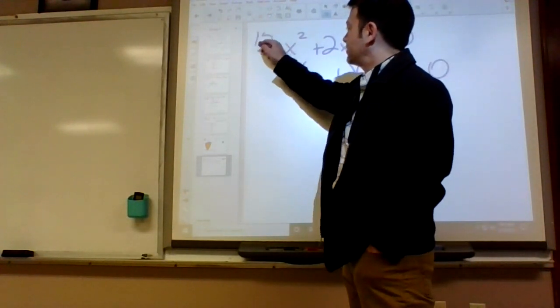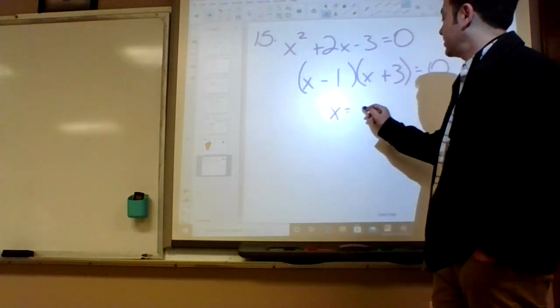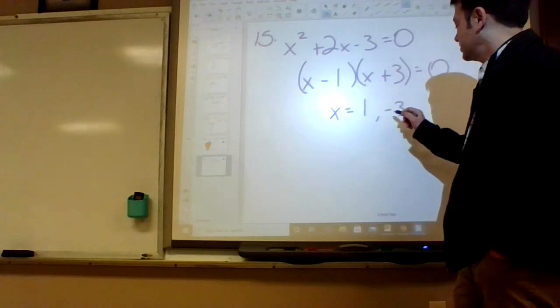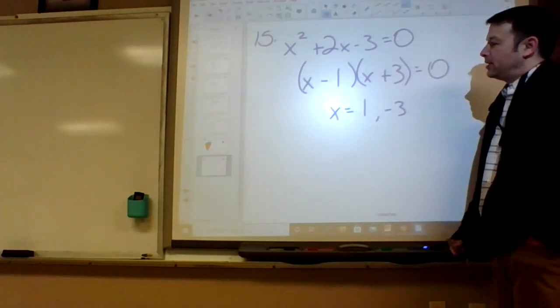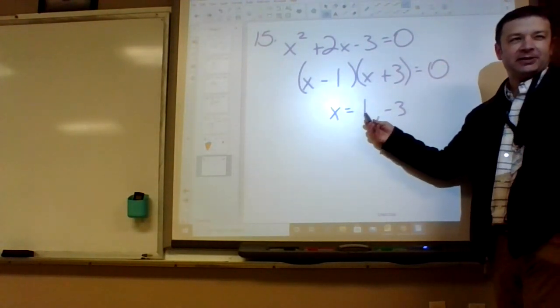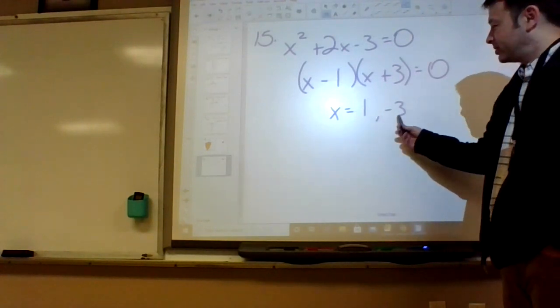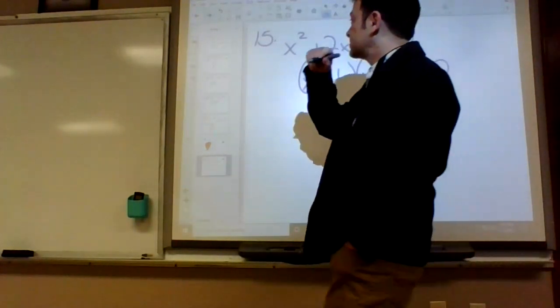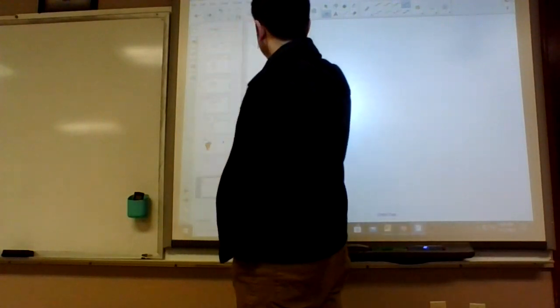That was 15, right? Oh, yeah, I forgot. X is 1 or -3. Yeah, let's do more of those. Those are fun. On the graph, that's where it crosses the x-axis, right? Yeah. 1, 0 and -3, 0. Number 17.